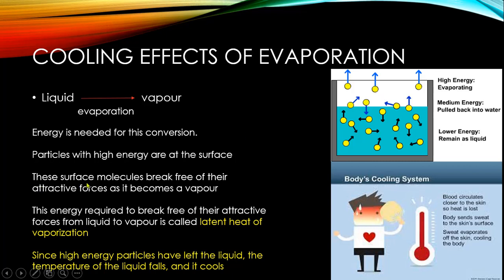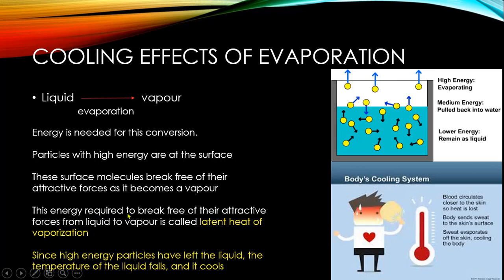So these surface molecules break free of their attractive forces as it becomes a vapor. So let's say the sun is hitting the surface of the puddle constantly, right? The surface molecules will have the highest energy, and it will gain enough energy to break free of the attractive forces from these molecules here. And when it breaks free, it becomes a vapor. And that's why we say evaporation takes place. Evaporation only takes place at the surface.